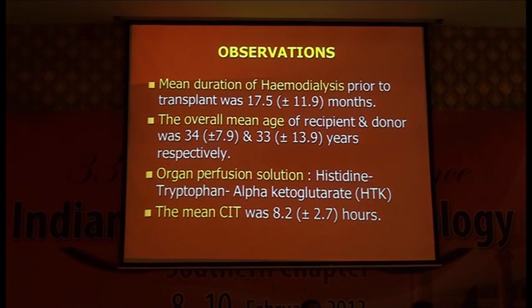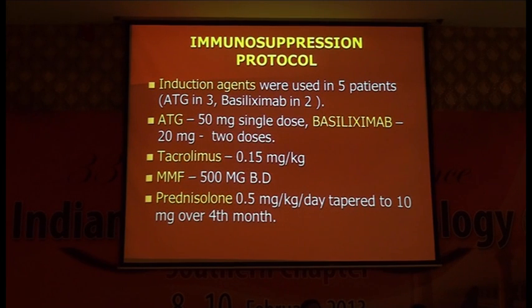Following by the observation of this, the mean duration of hemodialysis prior to transplant was 1.5 years, and the overall mean age of the recipient and donor was 31 and 33 years. It was more or less equal, and we used histidine-tryptophan-ketoglutarate (HTK) solution as the preservation solution for organ perfusion in all of our transplants. The mean cold ischemia time was 8.2 hours.